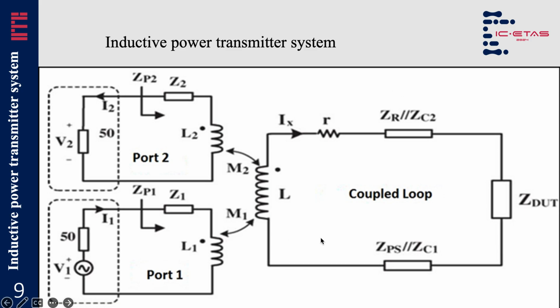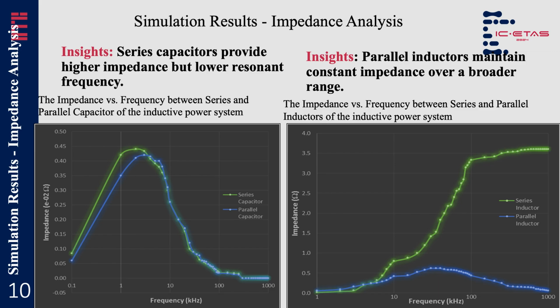So this is the circuit of the inductive power transfer using a passive circuit, the normal passive circuit elements of inductors and resistors, to model and transfer energy across the gap. Then the next one, these are the simulation results.